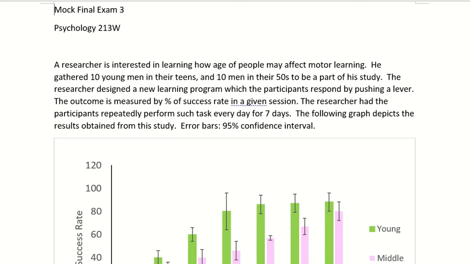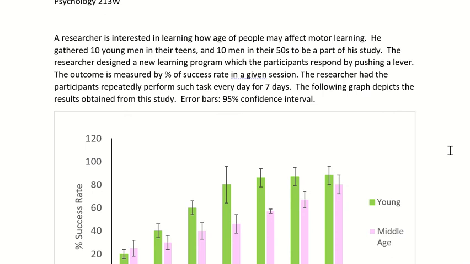Okay, let's go over your mock final exam number 3. A researcher is interested in learning how age of people may affect motor learning. He gathered 10 young men in their teens and 10 men in their 50s to be a part of his study. Then the researcher designed a new learning program in which the participants respond by pushing a lever.